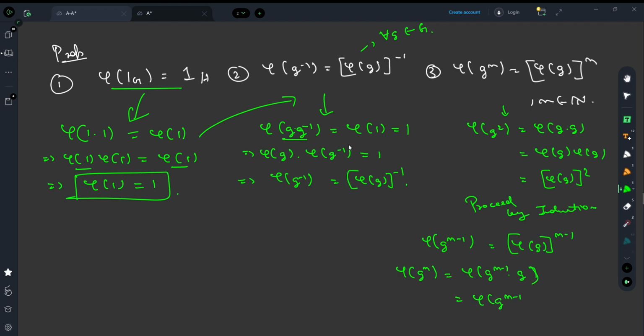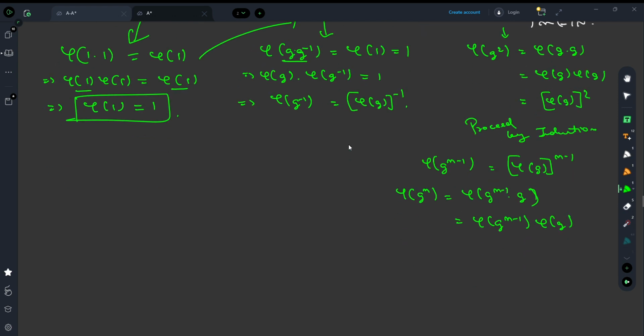So it's phi of g to the power n minus 1 dot phi of g. Phi of g to the power n minus 1 by the induction hypothesis is phi of g whole to the power n minus 1. Here you have phi of g. So by the law of exponents, this is phi of g to the power n. Right. So by induction, it has been proved. These are the most fundamental properties of homomorphism.